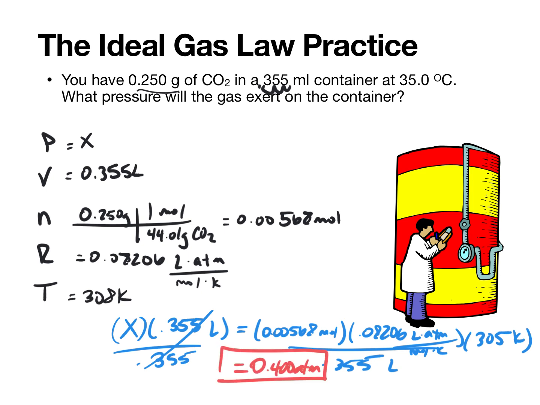0.400 atmospheres. And if you notice, all the units from the R constant cancel each other out. See, liters cancels liters, Kelvin cancels Kelvin, moles cancels moles, and the only one that isn't canceled out is the atm, and that's my final answer, 0.400 atmospheres, rounded off to 3 significant figures.